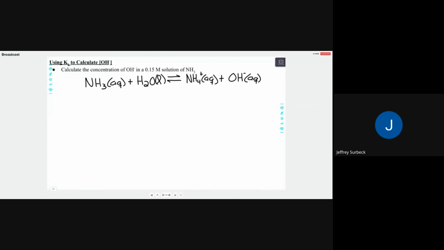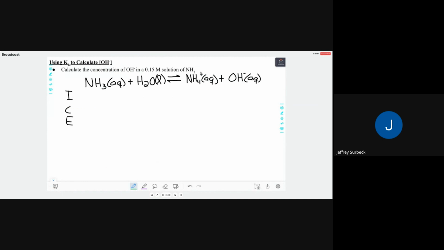Now, I've told you before, but I'll remind you, equilibrium problems, or when we see our equilibrium arrows, are going to require our ICE chart. So immediately, if I see equilibrium, I know I'm going to have to use that ICE chart in some way, shape, or form. Okay. Now, before we get too much further into this, I want to emphasize this.